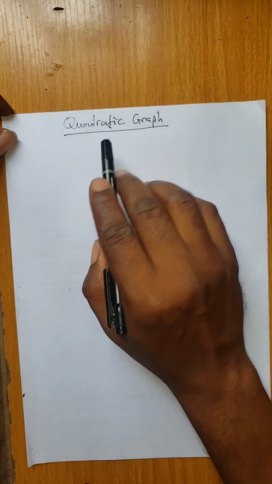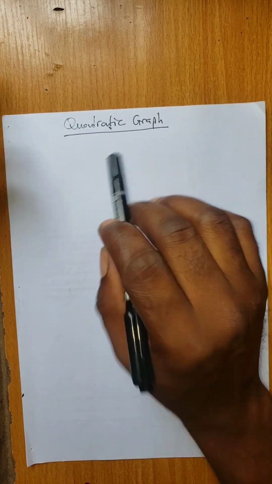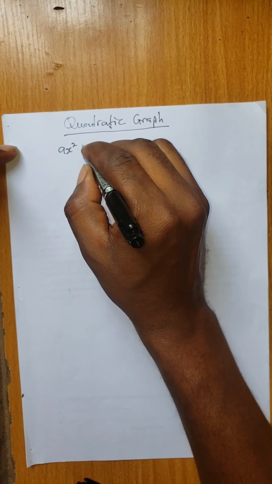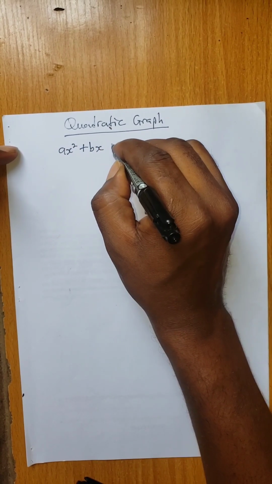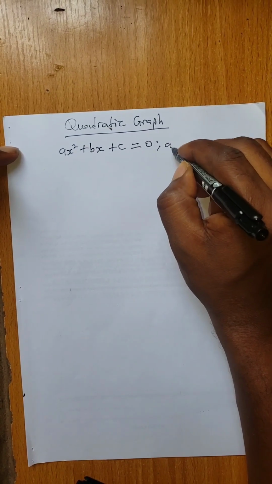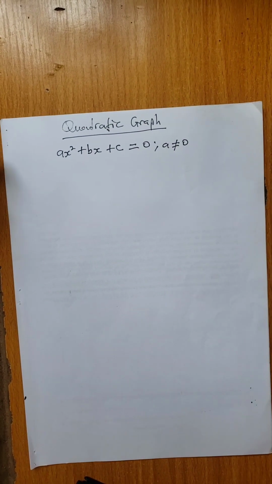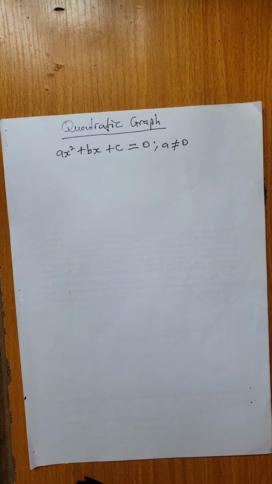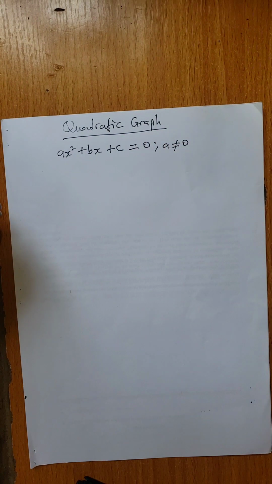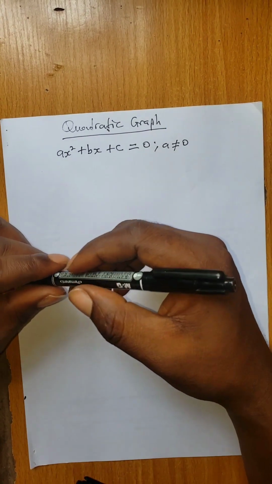We already know that a quadratic equation is of the nature ax² + bx + c = 0, such that a ≠ 0. So in this class today, we are going to look at how we can plot a graph of a quadratic equation and get our solution from the graph.